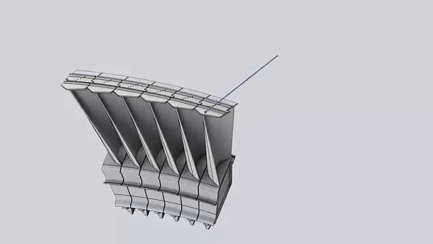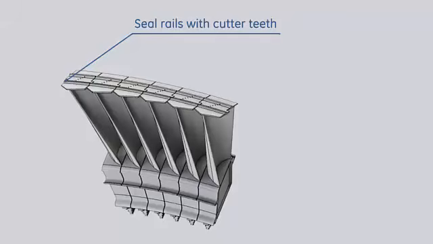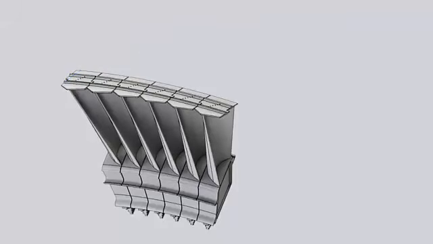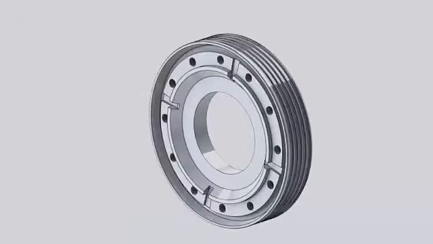The second stage bucket tip is enclosed by a shroud, which is a part of the tip seal. These shrouds interlock from bucket to bucket to provide vibration damping. These shrouds also feature cutter teeth, which open a slot in the honeycomb seal and mate with the seals on the shroud block.